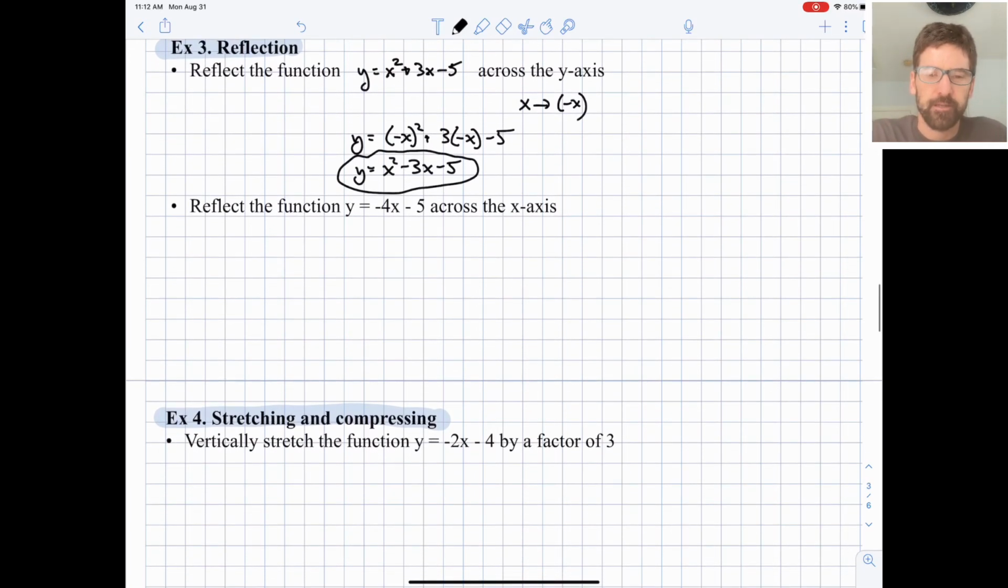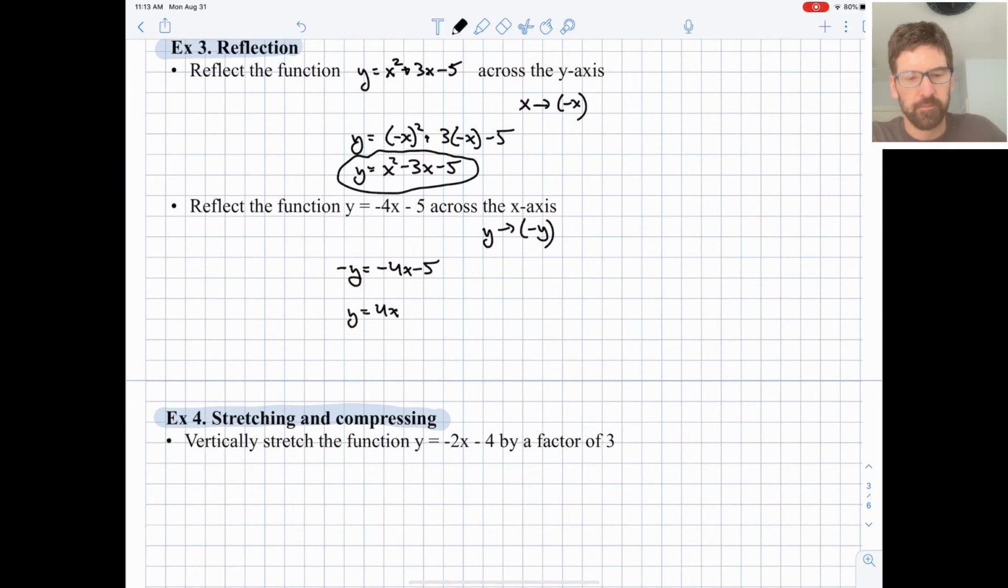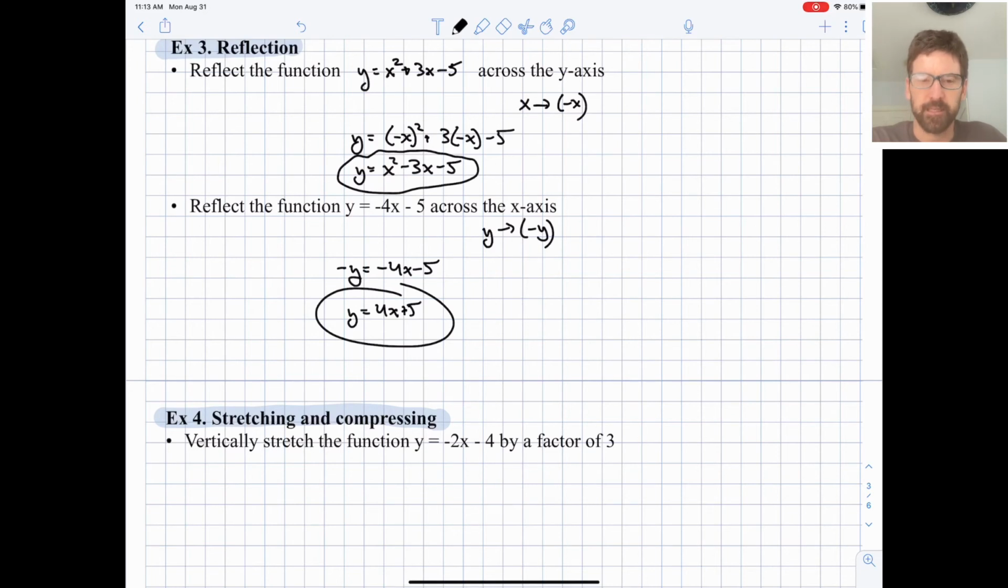Reflect the function y equals -4x minus 5 across the x-axis. So we're reflecting in the vertical dimension, sort of an up-down reflection. And here, a really nice way to think about that is just y turns into a negative y. Okay, and then we can do some simplifying. So negative y equals -4x minus 5. Let's multiply both sides by -1. Y equals 4x plus 5. Okay, so that line was just flipped, reflected in the vertical dimension across the horizontal x-axis.